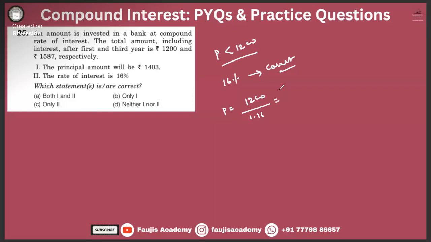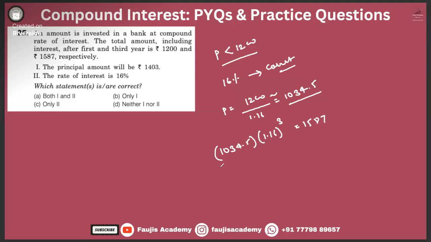No, no, no. 1200 is the amount, the total amount including the interest. So this will be 1.16, right? So how much is this value? 1200 divided by 1.16. This number comes out to be 1034.5, approximately. Slightly less than that, it's 0.48, something like that. And now this number into 1.16 cube, will it give 1587? We need to evaluate that.